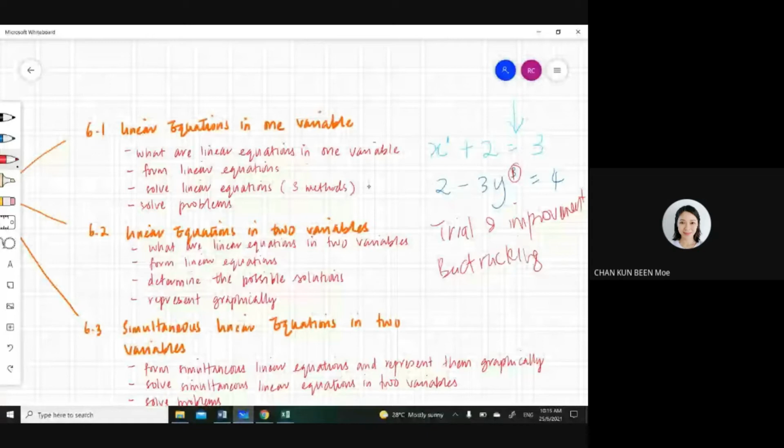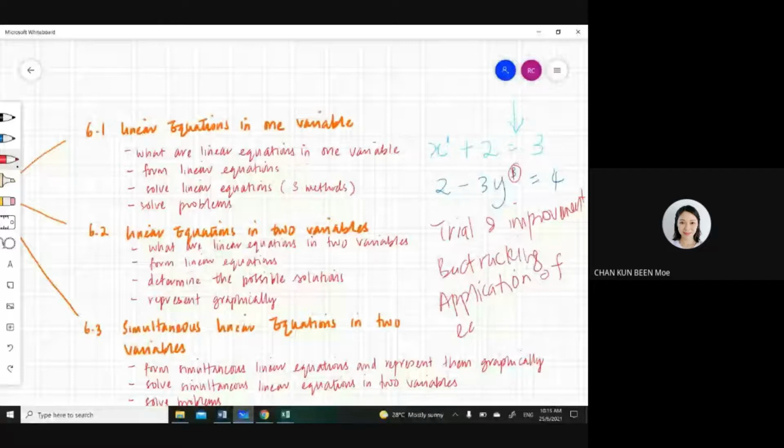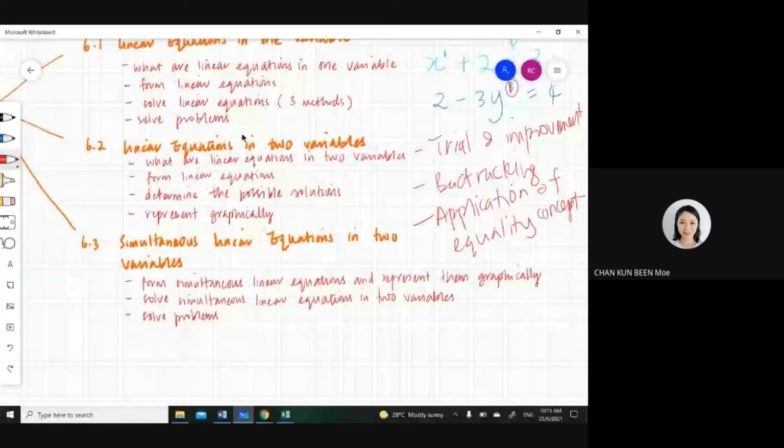Correct. Application of equality concept. Okay, this 1, 2, 3. 3 types of method. After that, you learn to solve problem, a very simple problem. Okay, so today we are going to enter this part. I try to make it fast for you.